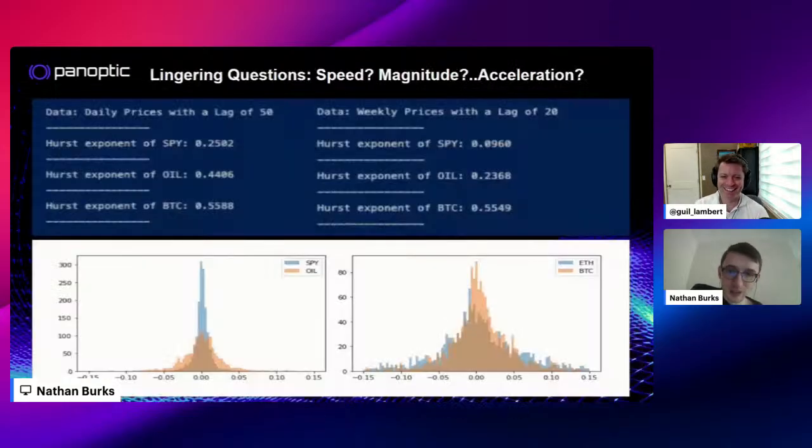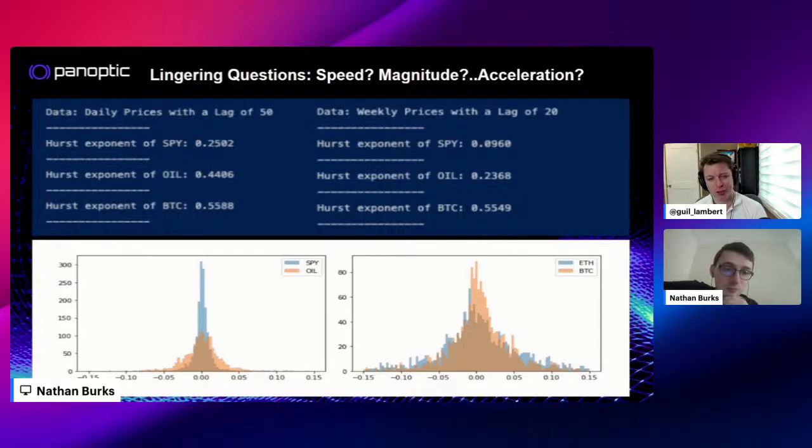If you look at the top graphic, now this is a different sample period, but you see how much more BTC trends in comparison to oil or the S&P. The S&P is very mean reverting, and oil is slightly less mean reverting, but BTC clearly is by far the trendier asset.